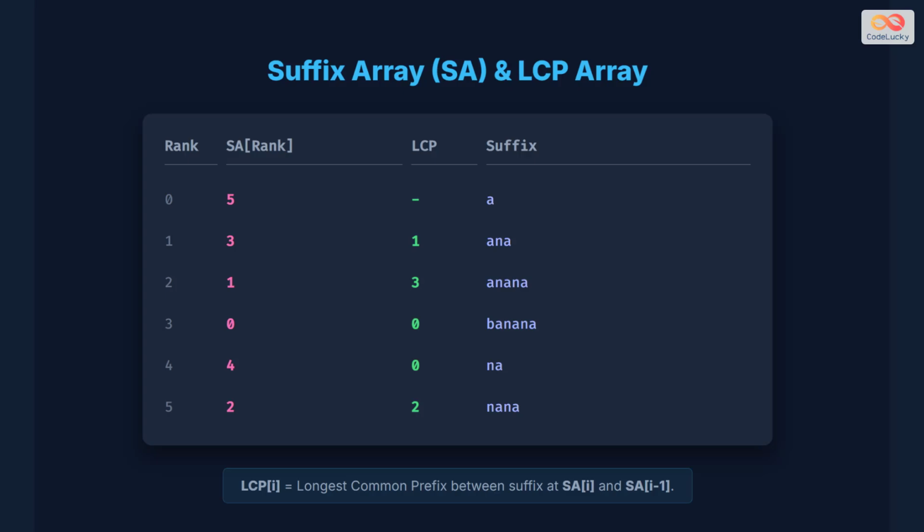The core components are the suffix array and the LCP array. The suffix array stores the starting indices of all suffixes sorted lexicographically. The LCP array then stores the length of the longest common prefix between adjacent suffixes in this sorted order. This structure groups similar suffixes together.